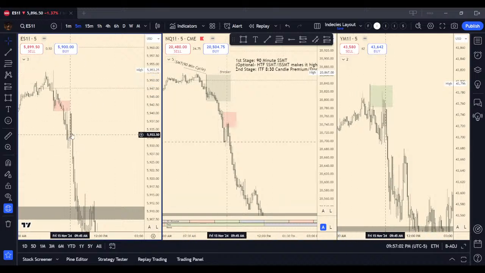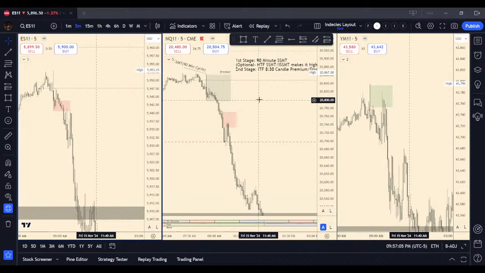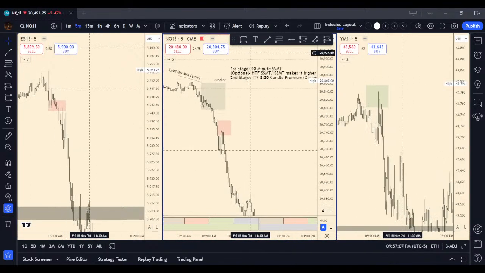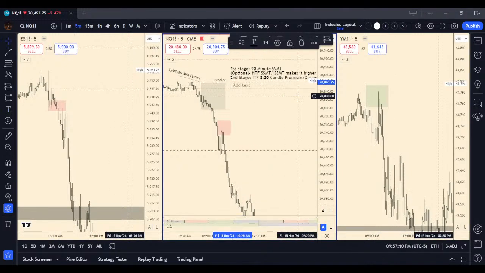So I don't know, there are so many different confluences you could use. It's insane, but I'm trying to keep it as simple as possible. So then I'll just give the entry. This one will be short and sweet. Entry will be off of either the 8:30 candle, and then you're treating it as a breaker. I'm going to put breaker in.